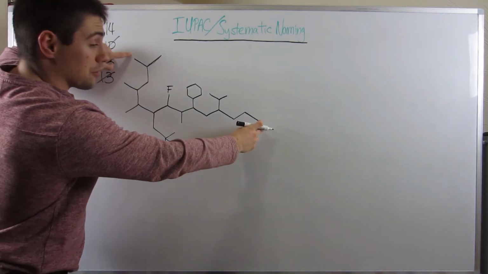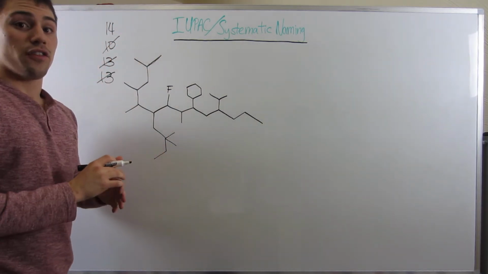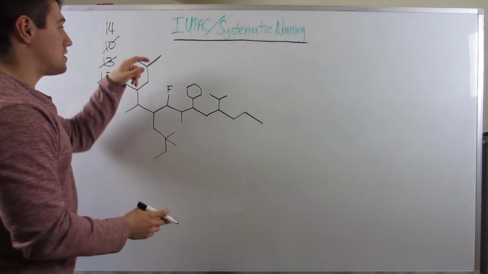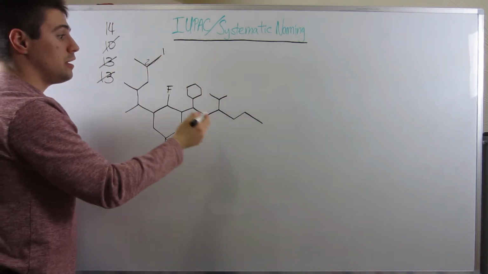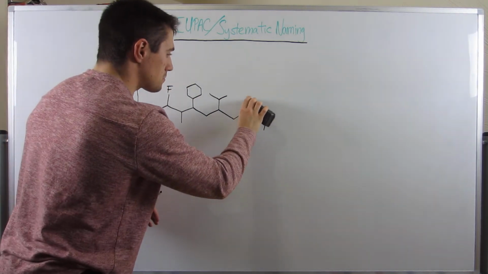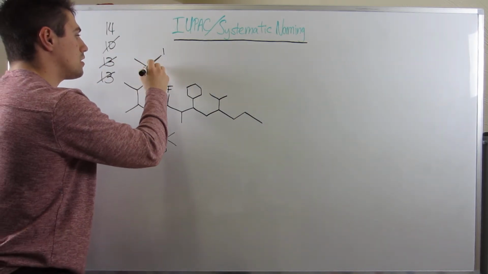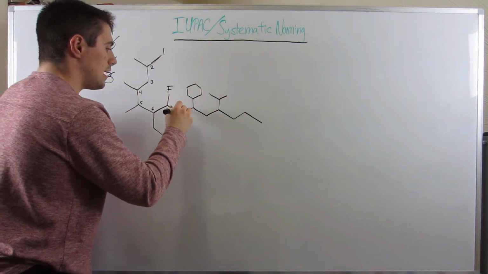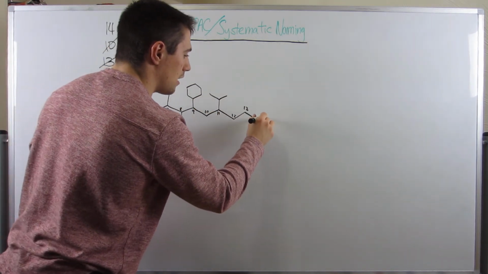Now the question is, are we going to go from left to right or right to left? And remember, we need to find the way where we're going to assign our branches to the lowest numbers. And right off the bat, I'm going to say this way, because if we go 1, we have a branch at 2, and over here, there is no branch at 2. So that was pretty easy. Okay. So let me move this 2 over here. 2, 3, 4, 5, 6, 7, 8, 9, 10, 11, 12, 13, and 14.